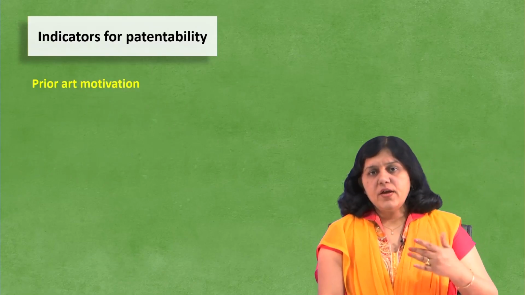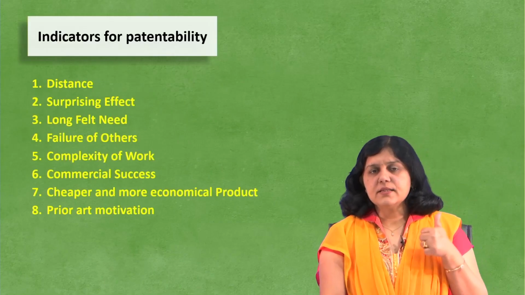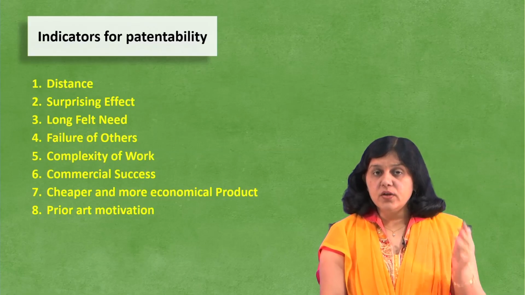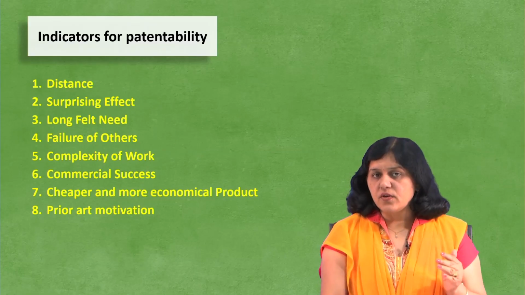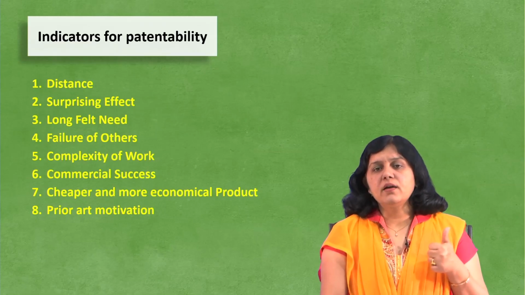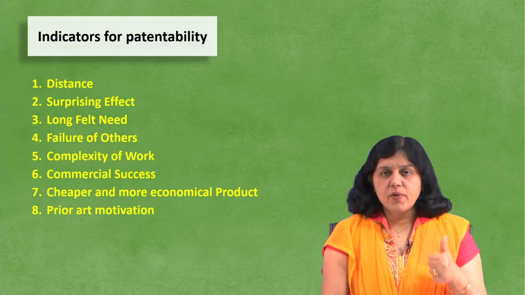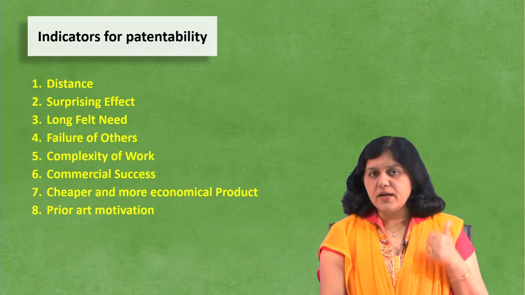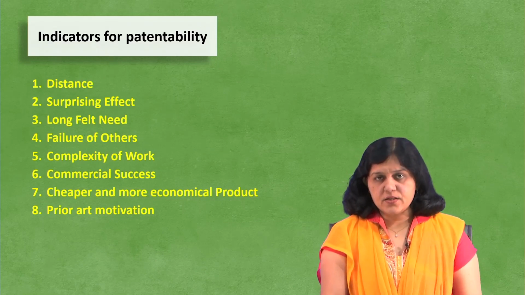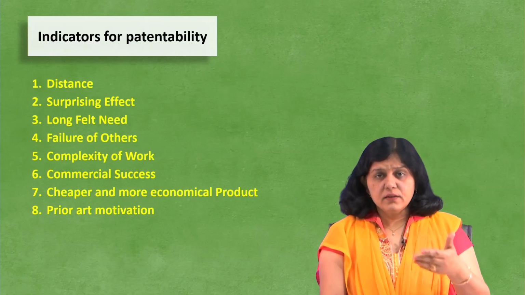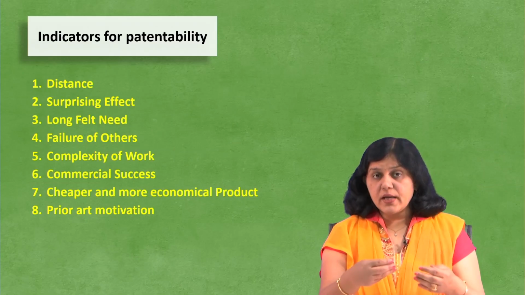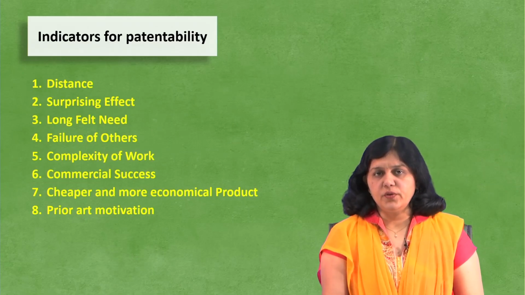So, we have seen the indicators: distance, surprising effect, long felt need, failure of others, complexity of work, commercial success, cheaper and more economical product, simplicity of the proposed technological solution, and prior art motivation. These are the indicators that will help us, and understanding them in detail might help you see how exactly patent examination is followed.